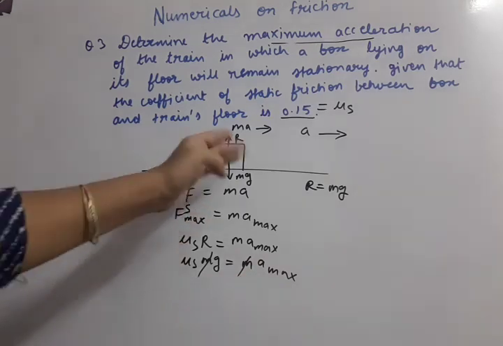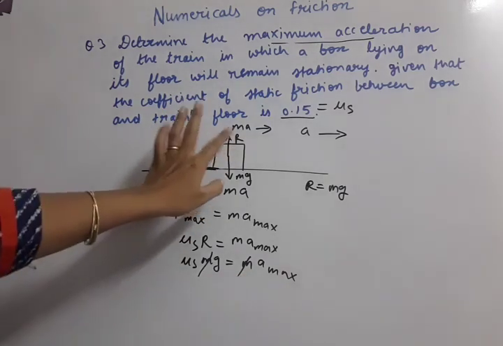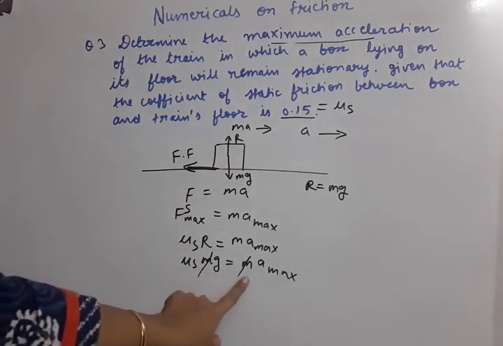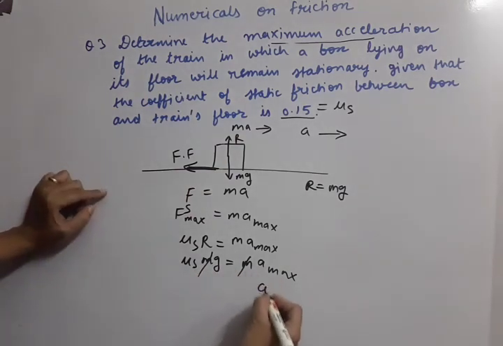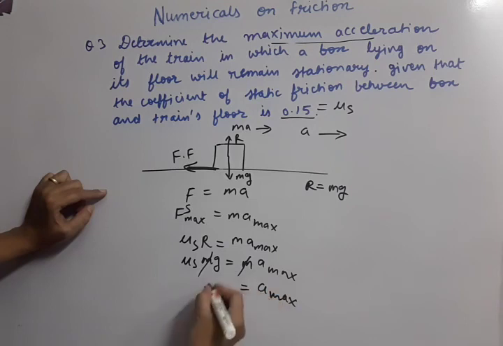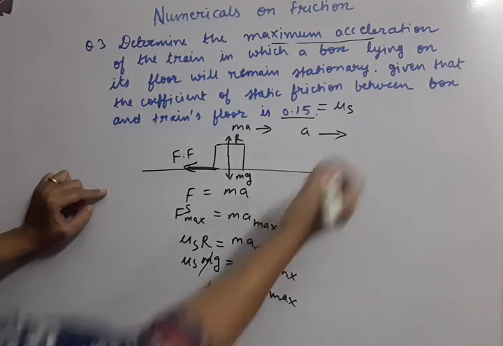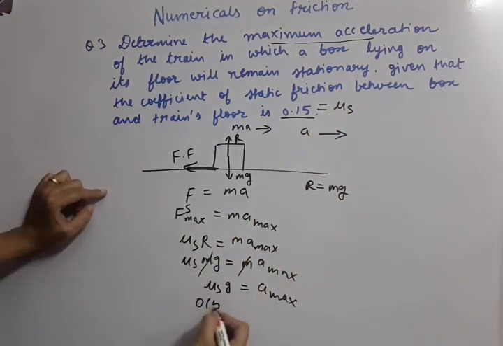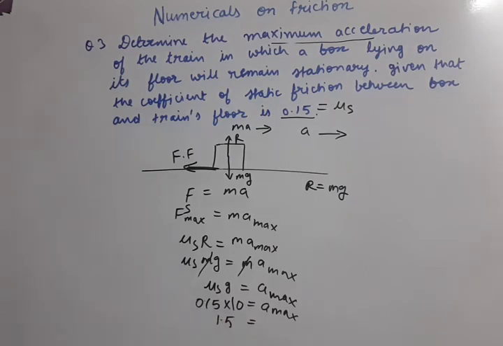You see that M was not required at all in this question. Mass of the box is not needed, M is cancelling. Now we need a max. A max is equal to what? Mu s g. Mu s is given 0.15 and g let us take 10. So how much is a max? 1.5. And because it is acceleration, the unit is also meter per second square. That's it. So this way we solve the question.